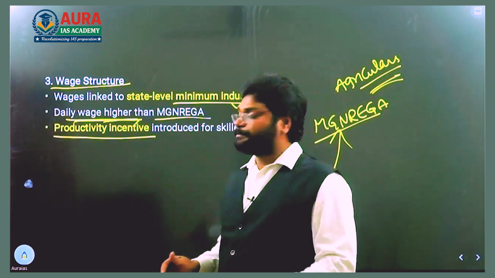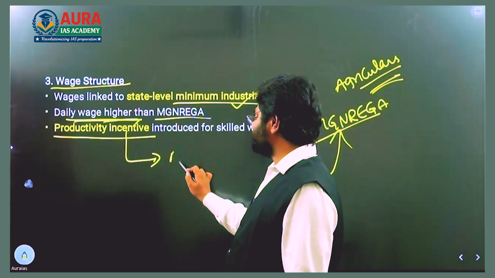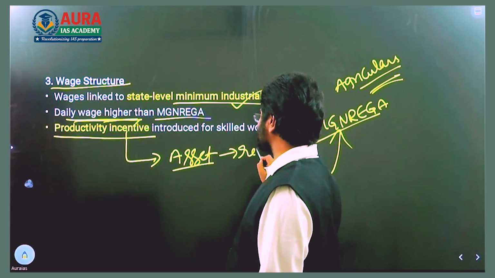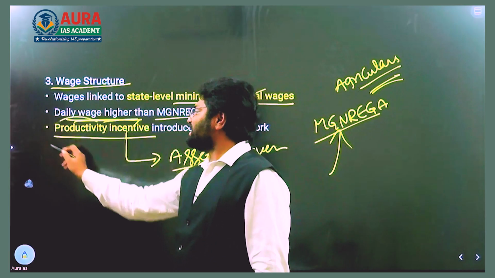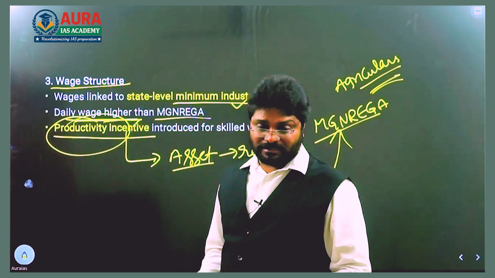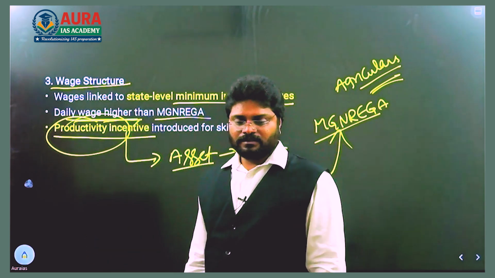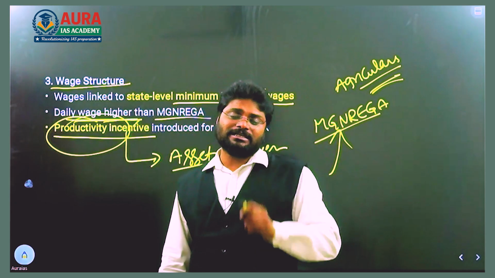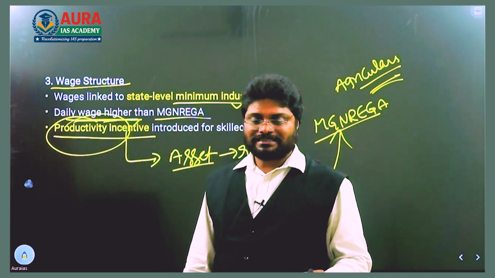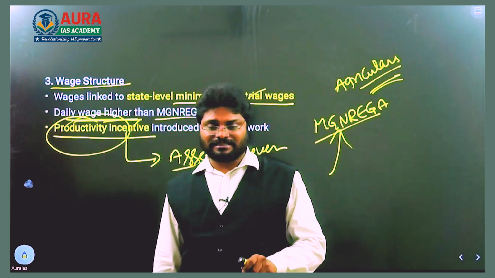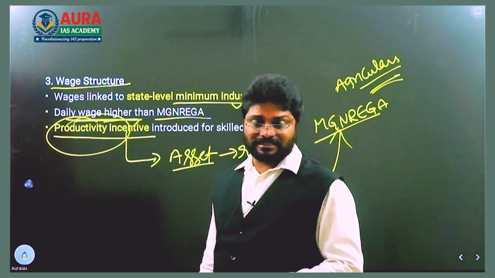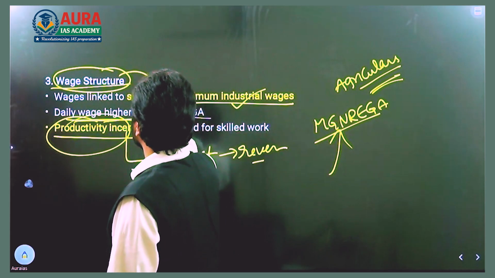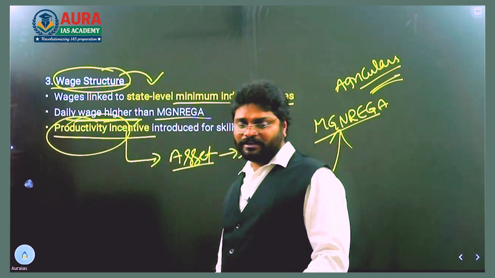kind of skilled person, if they create any asset, this asset is generating revenue for the village. His wages are higher than the unskilled person and the semi-skilled person. That means here you can see, do all the people receive the same amount of wages? No. The skilled person's wages are somewhat higher than the semi-skilled and unskilled person. So that means the wage structure is completely different when compared to MG Narega. This point you should remember.